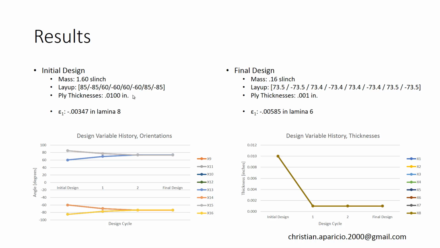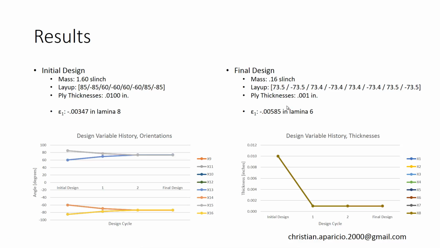Here on the left are the initial design results. So I started off at a mass of 1.6 lbs, and I'm expecting 0.16 lbs for the new design with new orientation angles, new thicknesses. And when I look at the strains in all of the laminas, I found that the smallest strain there is negative 0.00585 for lamina 6. And this is still within the constraint we define.